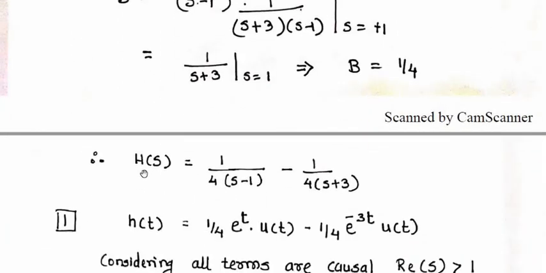Let's substitute to get the equation of h of s in terms of a simple summation form. Why do we do this? Because we will easily get the inverse Laplace of this.